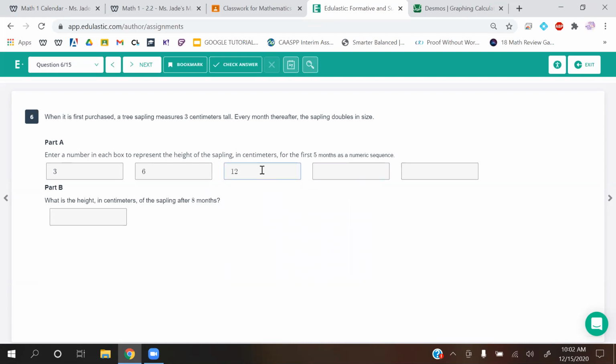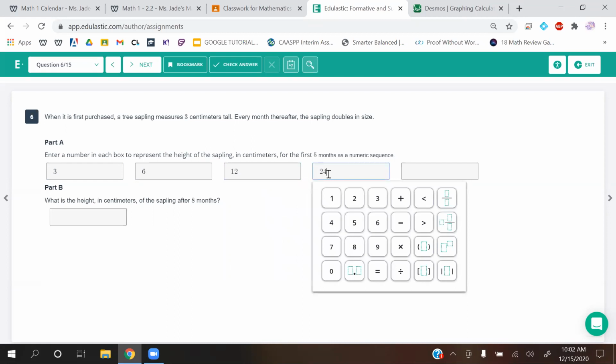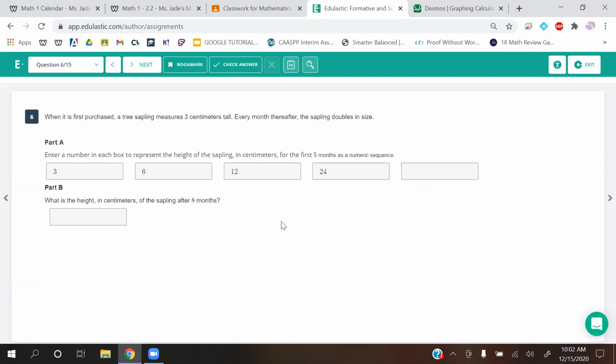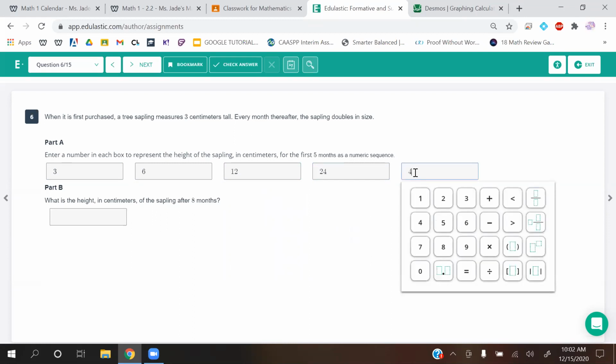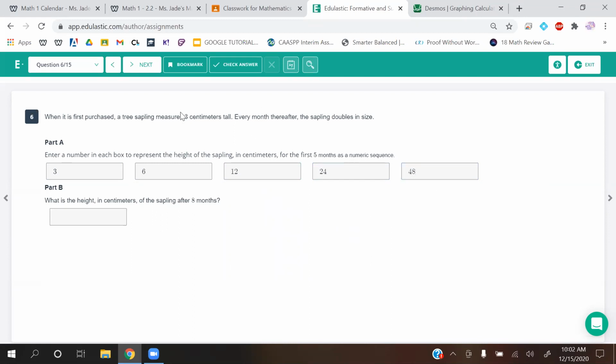All right, so we've doubled it again. Now, what's the next month? What's after 12? All right, 24. Good, you guys are ahead of me. Okay, what's after 24? 48. Good, so we're just doubling, because that's what they said. They said when a tree is first purchased, the sapling measures 3. So we start off with 3. Every month thereafter, the sapling doubles in size.